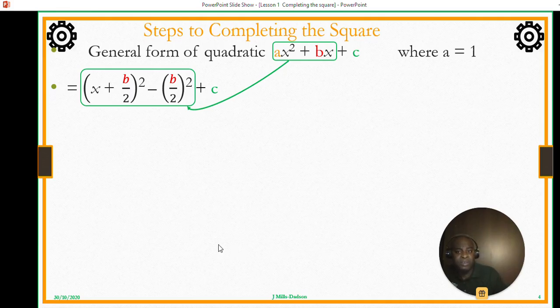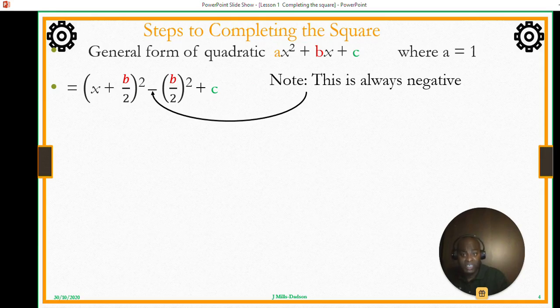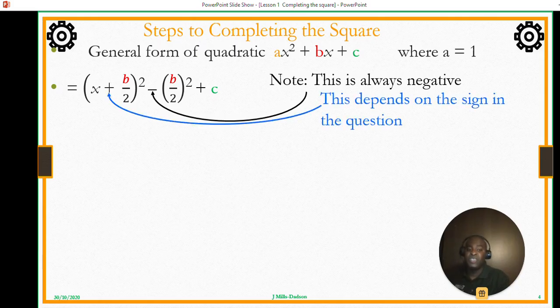And if you recall the diagram, we always divide the middle term by 2. That's why we have b divided by 2. So this section measures the dimension of our square. And from this section all the way, including the c, or the constant, measures the smaller unit squares that we might need to add or take away. This side is always negative in the formula, always. But this side could be positive if the question is given to you as a positive, and could be negative if the question is given to you as negative.